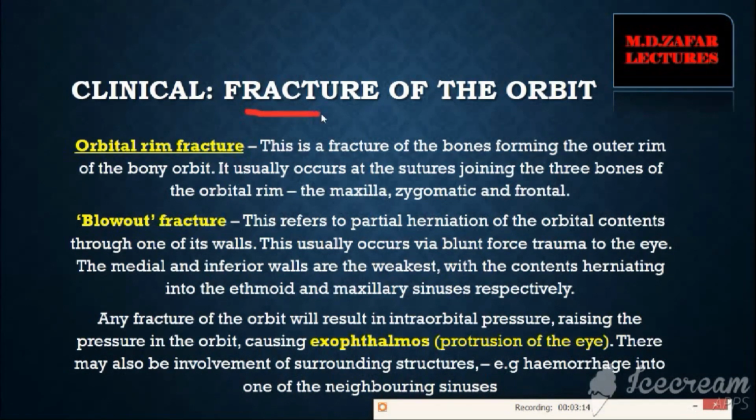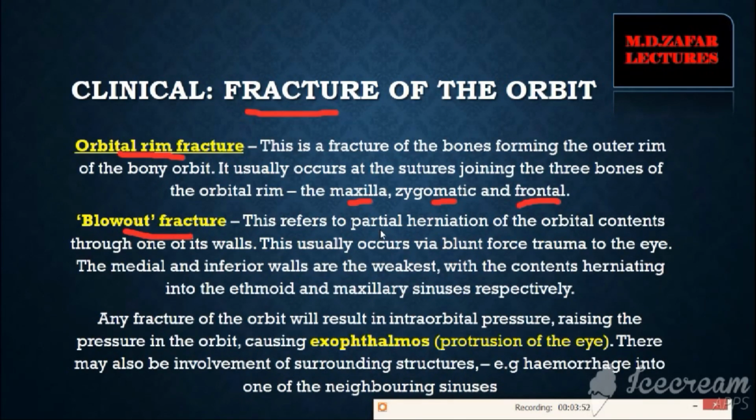Now, talking about the fractures of the orbit, we have two fractures, the orbital rim fractures and blowout fractures. Orbital rim fractures, as the name indicates, if there is any fracture of the rim, the outer 360-degree bony structure of the orbit, it will be orbital rim fracture. Maxilla, zygomatic and frontal bones are the three bones which are forming this rim, and if any of these bones gets fractured, broken, then that fracture will be named as orbital rim fracture. Also we have the blowout fracture.